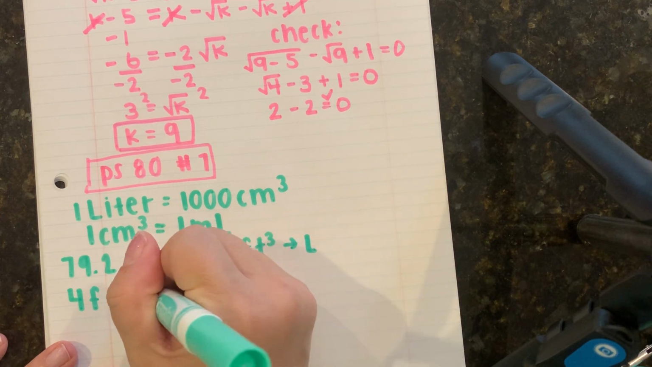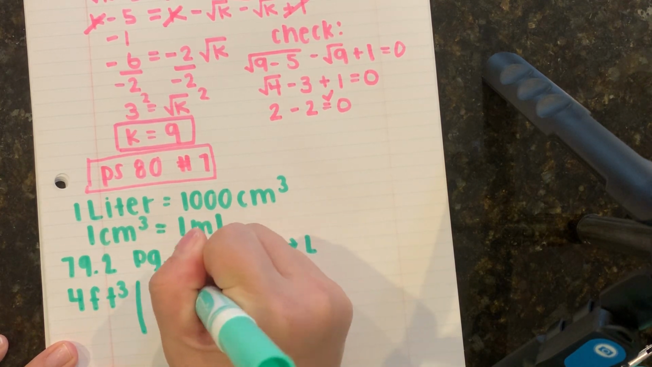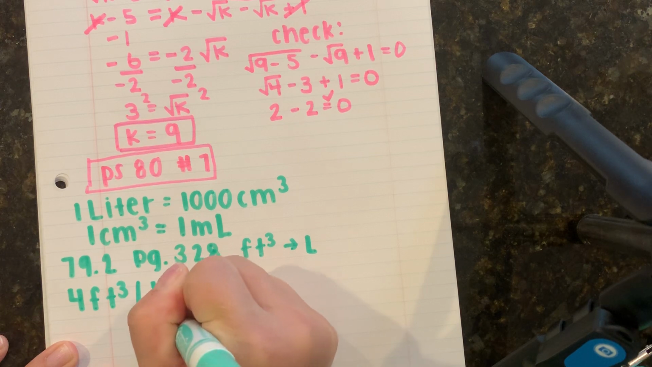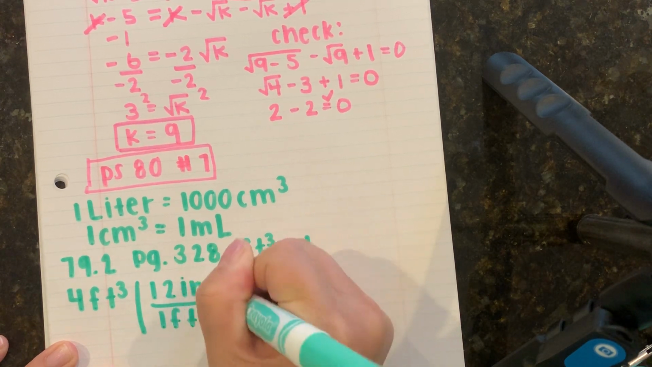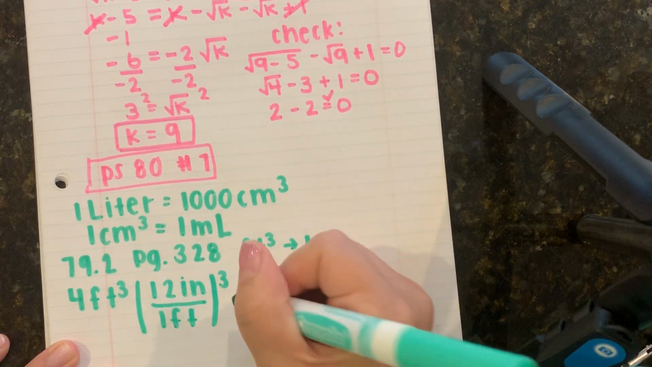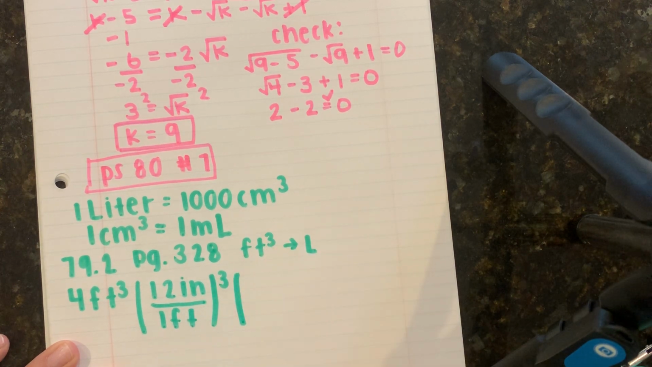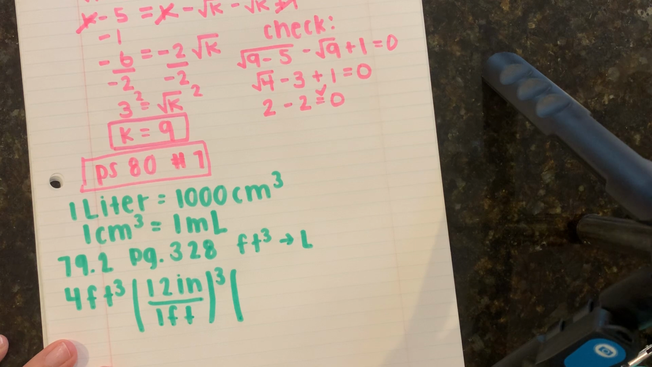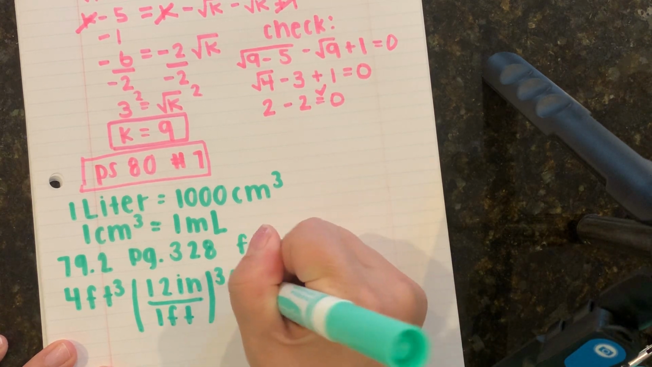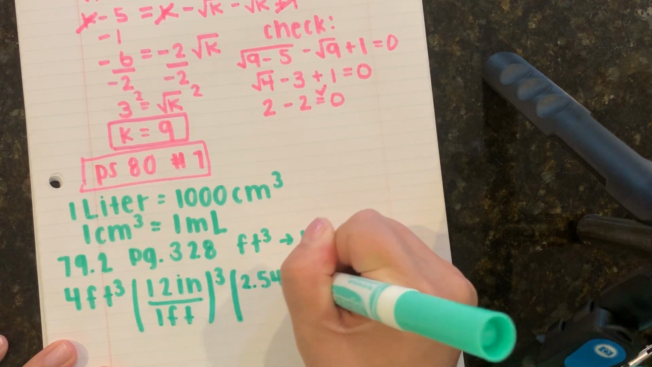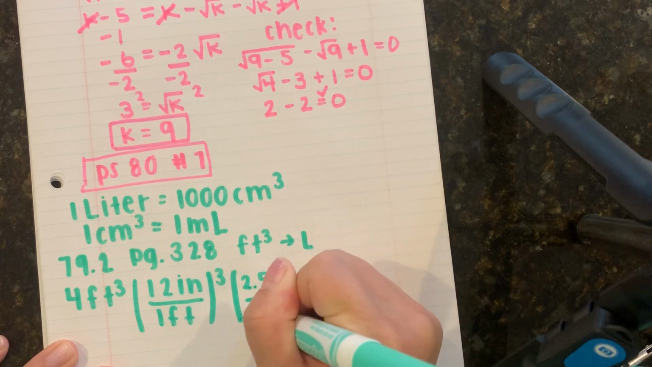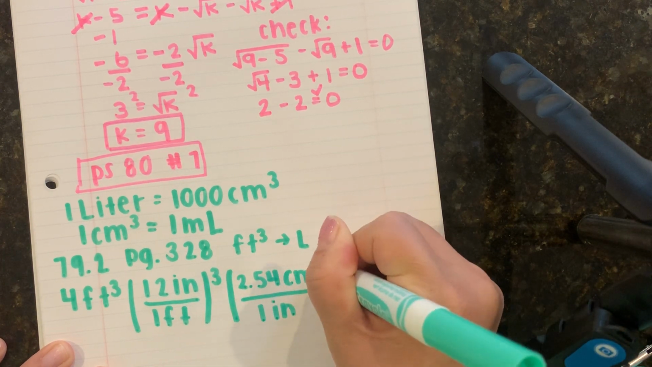So there are 12 inches in 1 foot, but don't forget that we have to cube that because of the feet cubed. Then I'm going to go to centimeters cubed because I want to use this unit multiplier again because I have to get to liters. So this would be 2.54 centimeters over 1 inch. And again, we have to cube that.